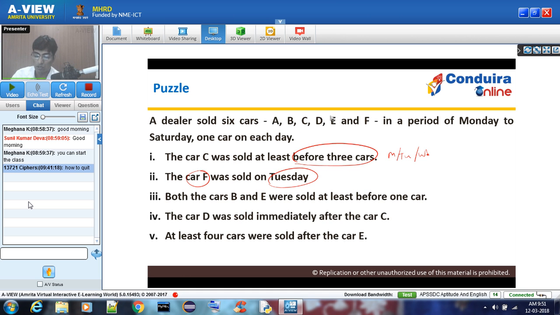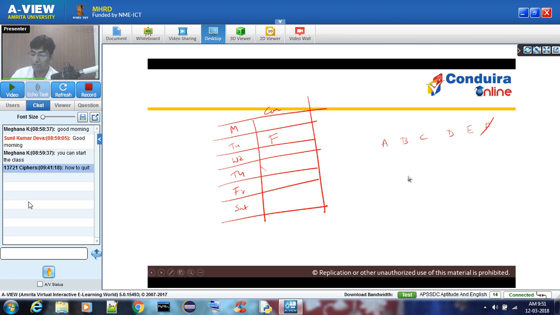Car C was sold before at least 3 cars. So I know car C is on Monday, Tuesday, or Wednesday. Here I have C as a chance. I have C as a chance here. C can't be sold on Tuesday because Tuesday is already taken.